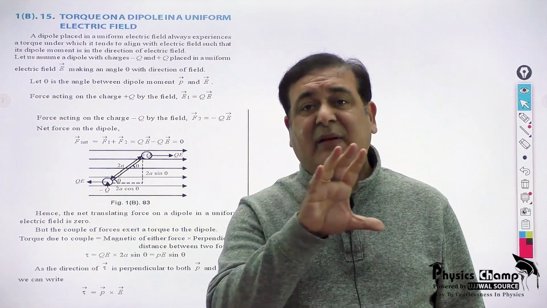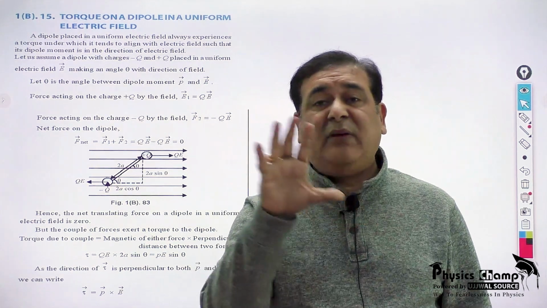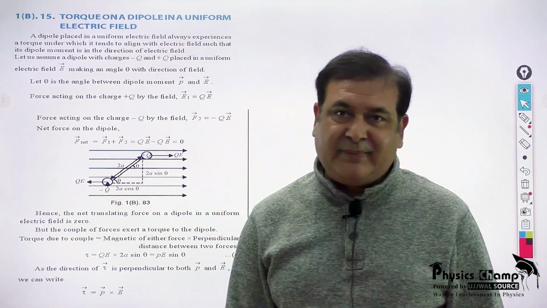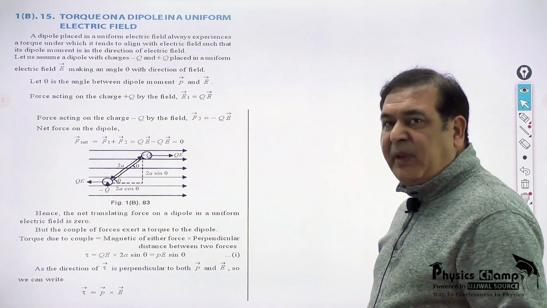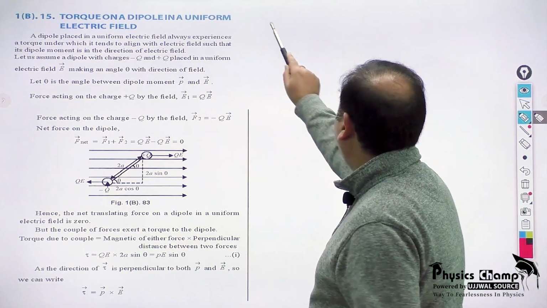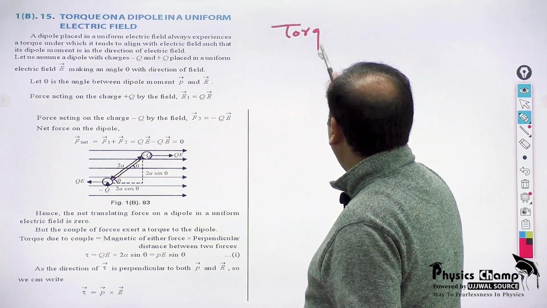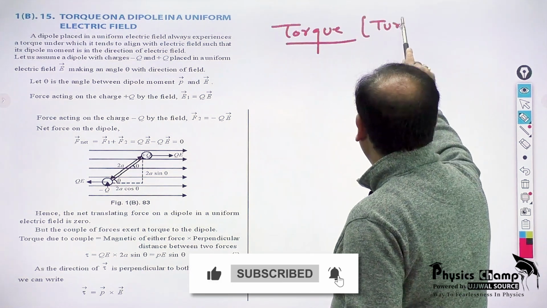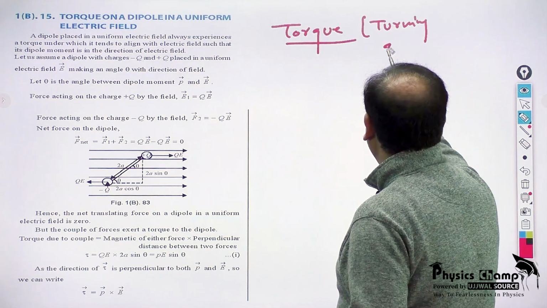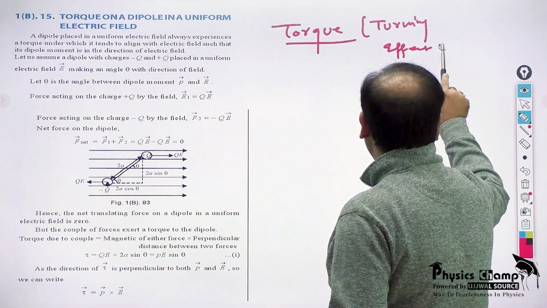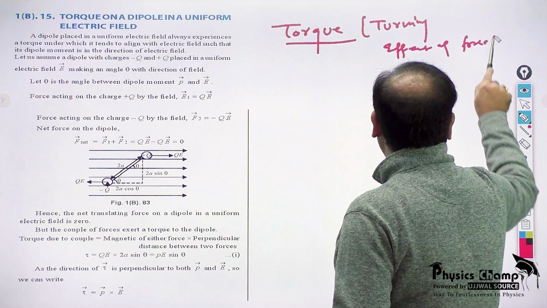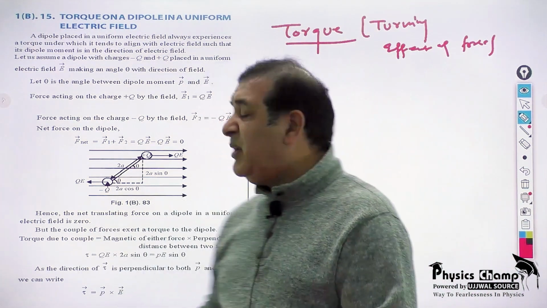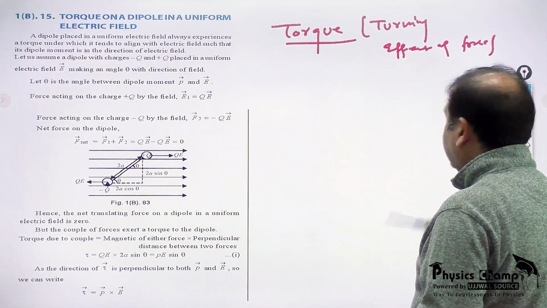In a present electric field, which is a uniform electric field already present in the space, you are keeping an electric dipole. So, my first topic is about the torque. And torque is turning effect of force. You have studied this in class 11th. So, I am repeating a bit of what you learned in class 11, the basic concept, so that we can understand the concept of torque here.